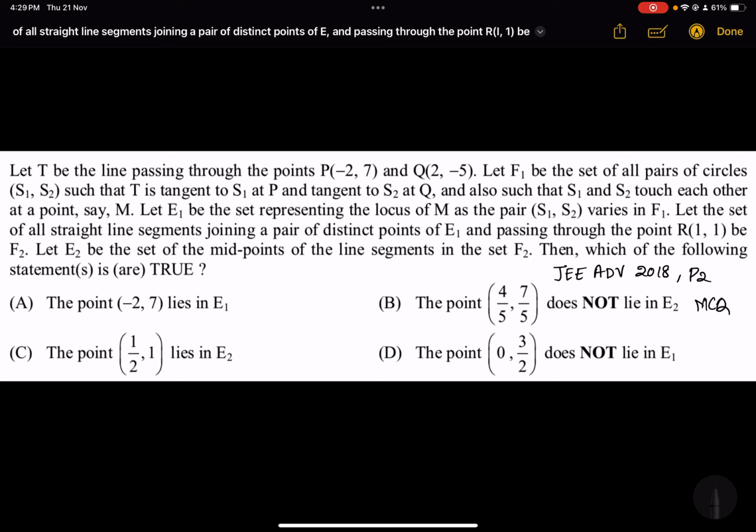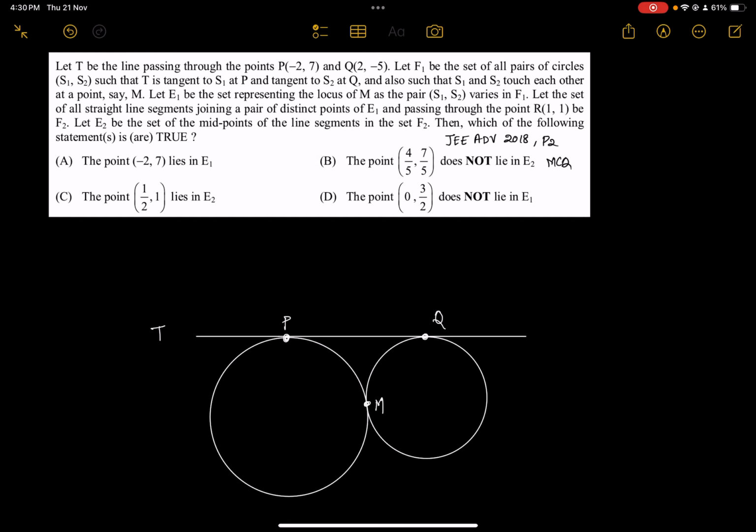So there is a mention of circles. You are given so many points and there are pair of circles, and they are talking about locus as well. So there are so many things. So let us go through the question step by step and try to solve it. But before going through the solution, I would like all of you to pause this video at this moment and give this question a try.